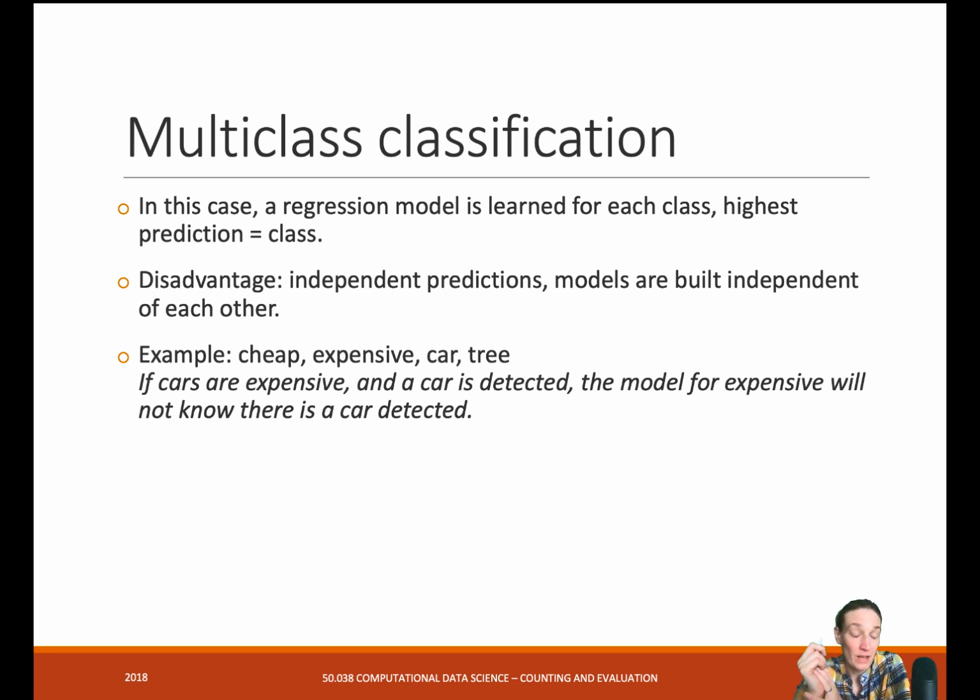The disadvantage here is that we cannot make dependent predictions. All the predictions are independent. For instance, if cars are expensive and a car is detected, the model for expensive will not know that the car is detected because that probability is made by another model. So it's independent.